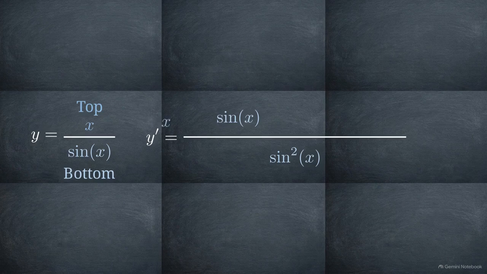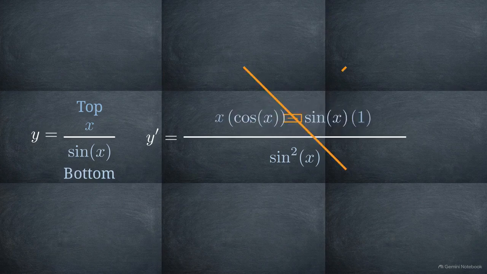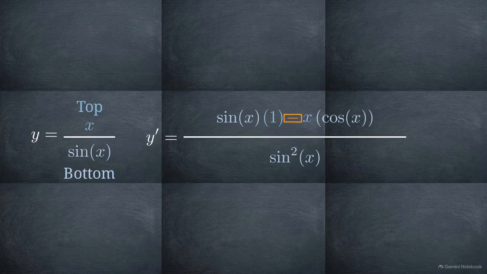Now we build the numerator. Take the bottom exactly as it is, multiplied by the derivative of the top. Then subtract the top, multiplied by the derivative of the bottom. Pay close attention to that minus sign. Because subtraction is not commutative, reversing this sequence will completely invert your result.